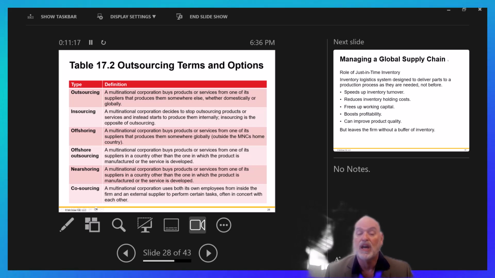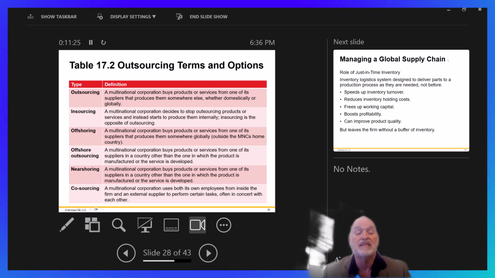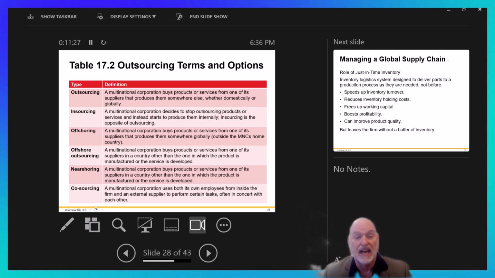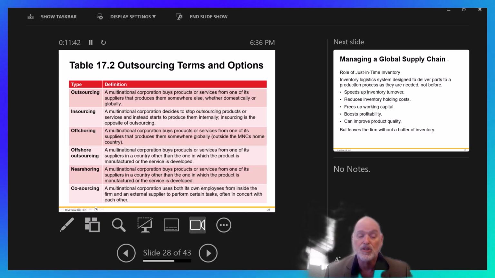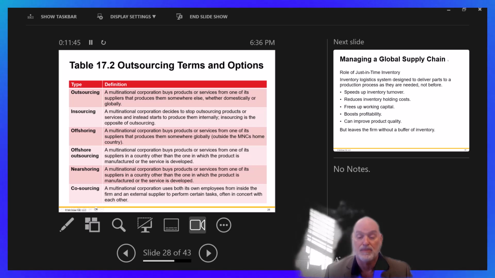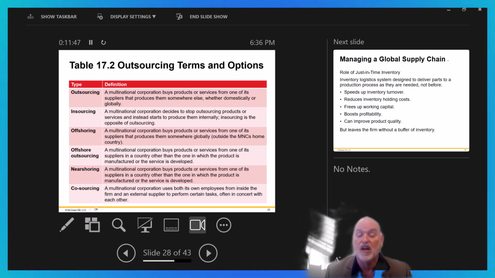Offshoring: a multinational corporation buys products or services from one of its suppliers that produces them somewhere globally, outside the MNC's home country. MNC, multinational corporation, by the way. Offshore outsourcing: a multinational corporation buys products or services from one of its suppliers in a country other than the one in which the product is manufactured or the service is developed. Nearshoring: a multinational corporation buys products or services from one of its suppliers in a country other than the one in which the product is manufactured or the service is developed.